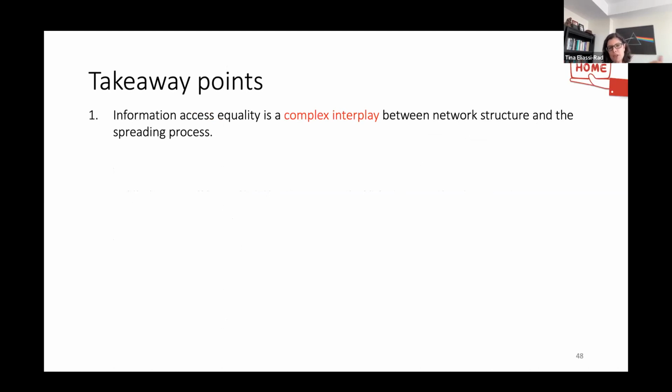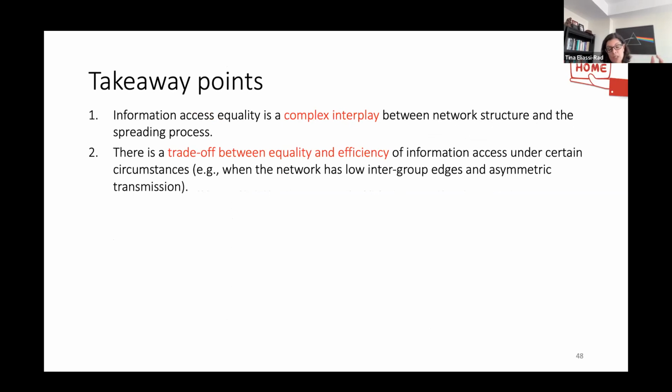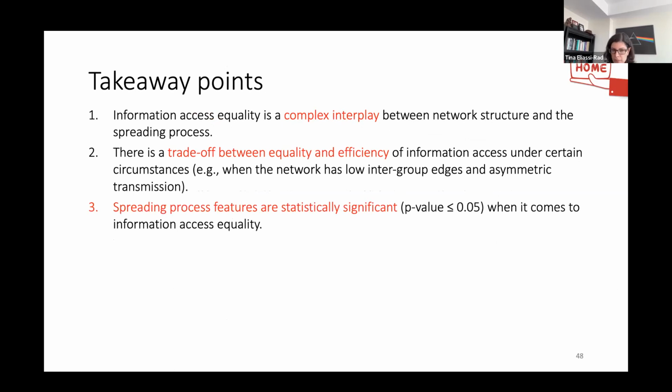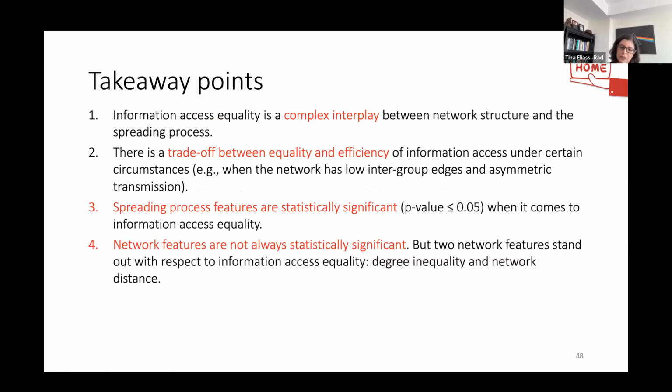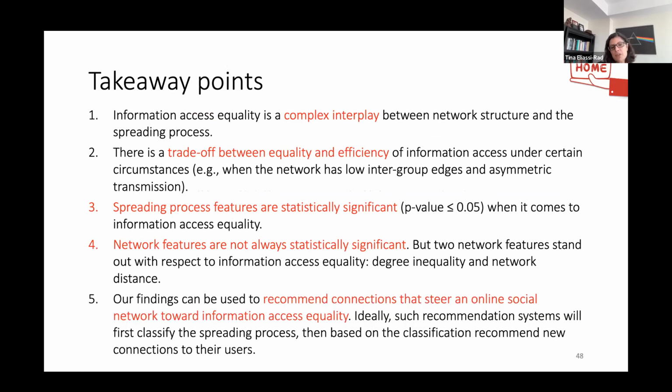So the takeaway points: if you care about information access equality, you should care not just about the network structure, but the spreading process. You are going to have this trade-off between equality and efficiency. Spreading process features are statistically significant. Node and network features are not. And a downstream task would be to do recommendations. For example, you go to Facebook, and it says, we recommend that you connect to these people, to make recommendations such that you move your network closer to information access equality.